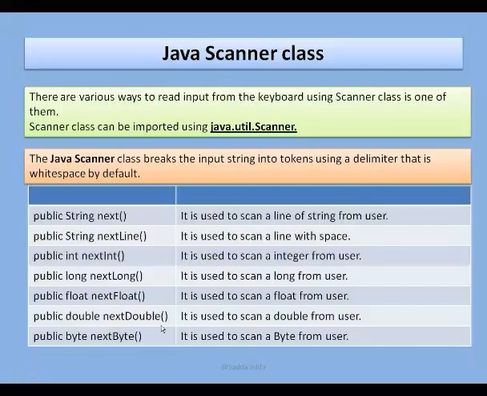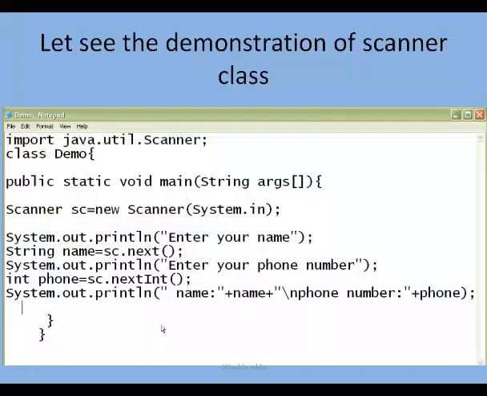So let's see one demonstration of the Scanner class. In this program I made a Demo class. In this Demo class again there is the same function, public static void main, where String args is an array that takes strings as a parameter in the main function. We will see how to take input using this args array.